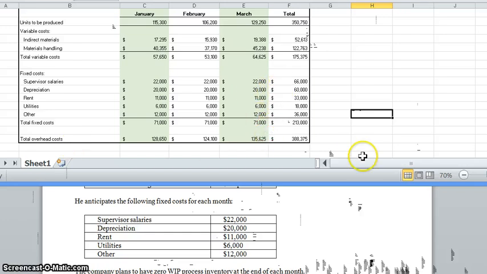Since our next one is going to be the budgeted cost of goods sold statement, I'm going to go ahead and end this video here, and then we'll go ahead and finish up with some financial statements.